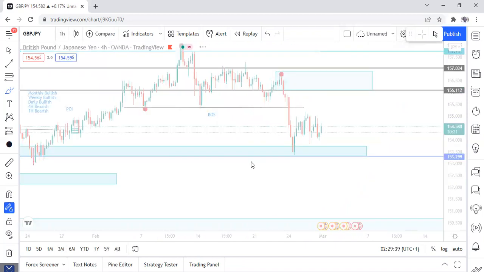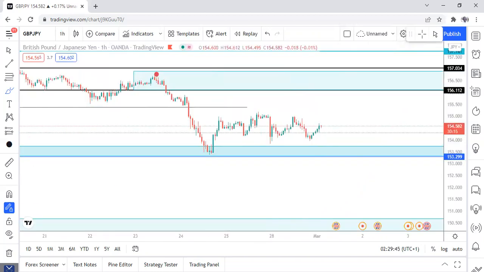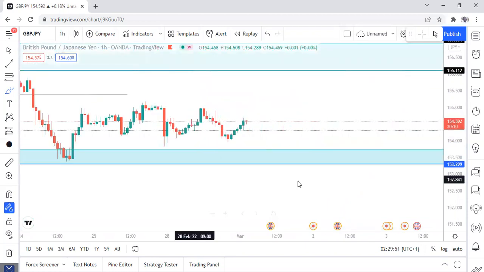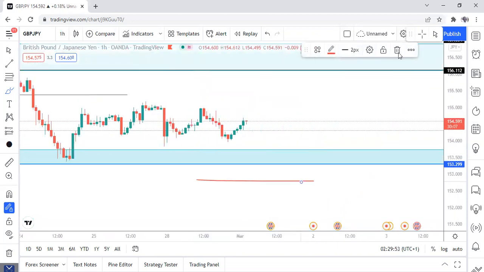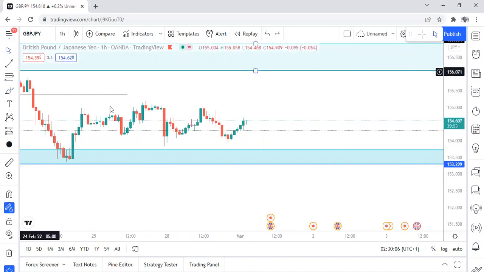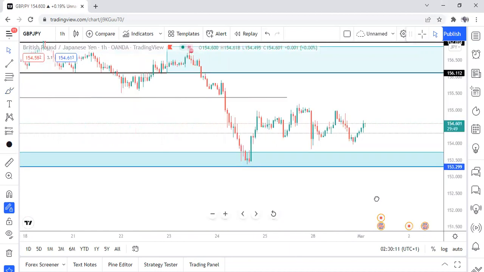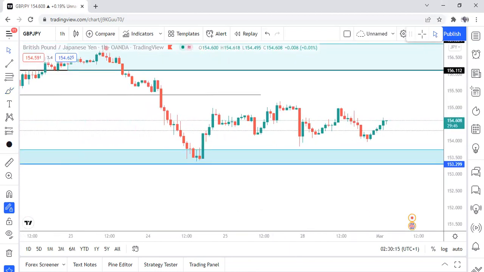Then you go down to the 1-hour time frame. All right. So now this is the 1-hour time frame. Let me expand this so that you guys can see. So on the 1-hour time frame, you're also looking for IFCs that broke structure.